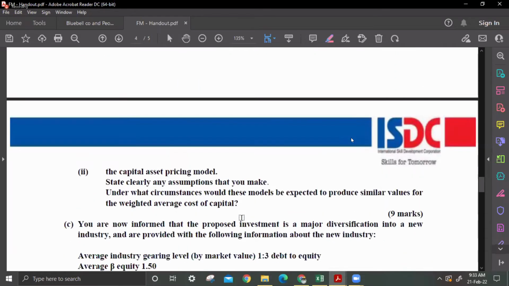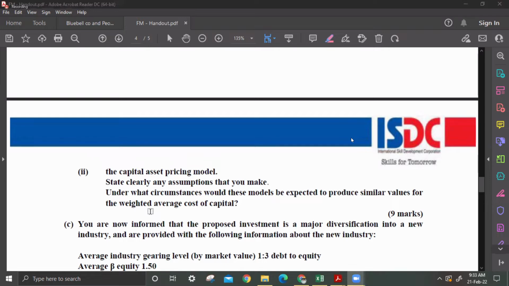The question is asking us to state clearly any assumptions that you make. So that is clear, we have taken corporate debt as RF. So that is the assumption. Under what circumstances would these models be expected to produce similar values for WACC? Can you tell me when?